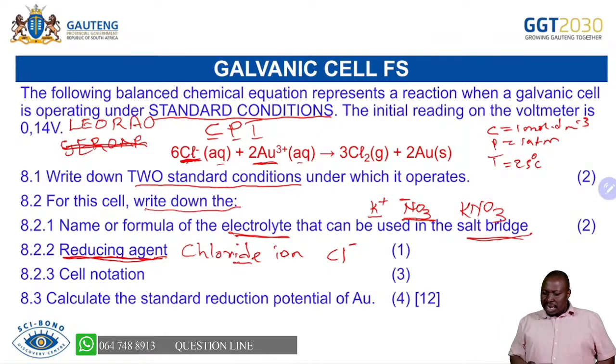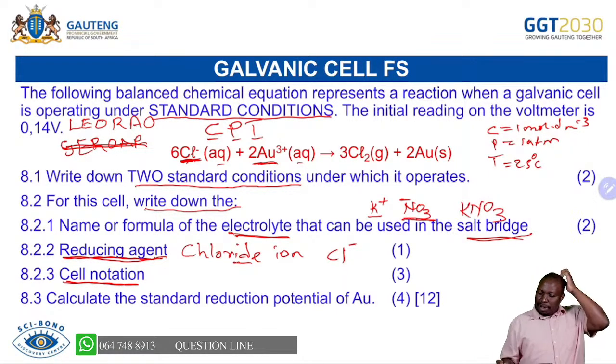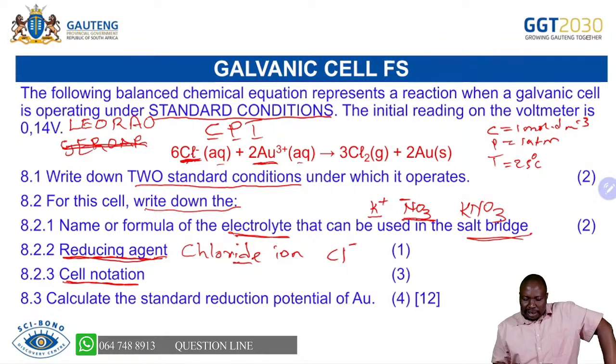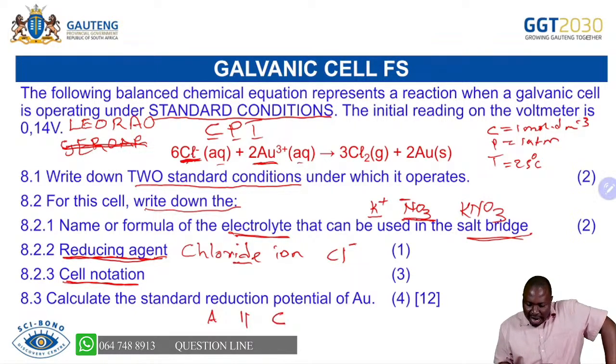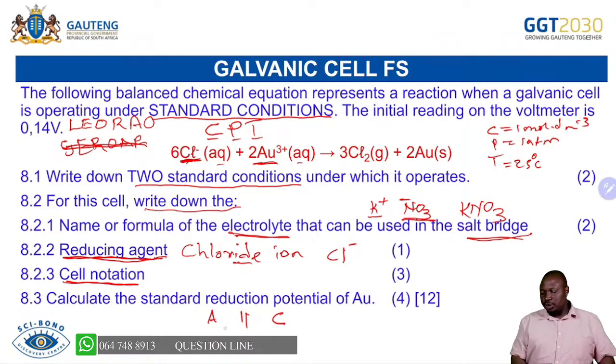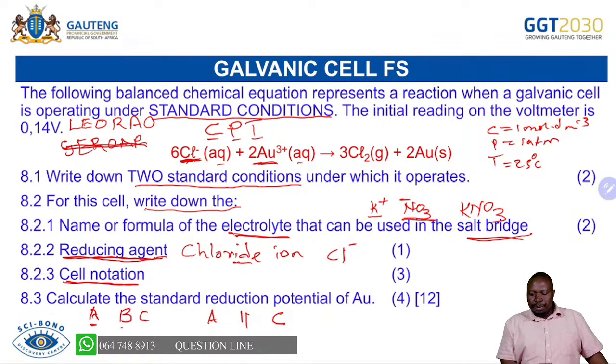Now they are saying here, write down the cell notation. Remember, for cell notation, you can say all clever learners, or you can say A, B, C. The A stands for the anode. So you must always start with the anode, then the salt bridge, then the cathode. Always in that order.